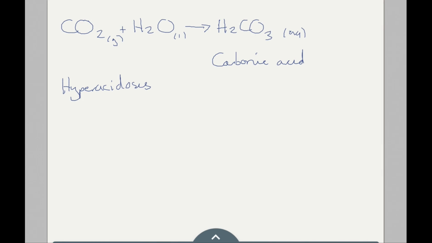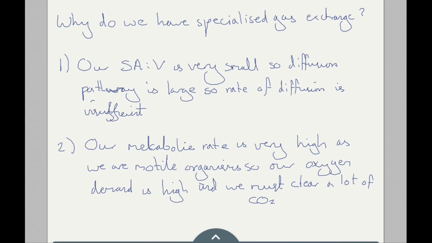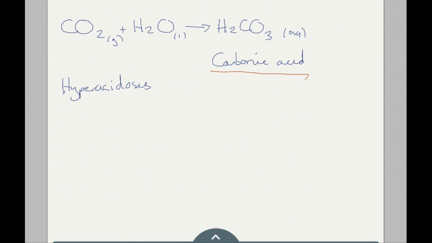So yeah, remember that carbonic acid, it's actually useful in chemistry as well. But anything that's got H at the start is going to be an acid of some sort. So obviously, if you write the H first, it's because it can dissociate. So yeah, that's why we have to clear CO2. That's why it's so important.